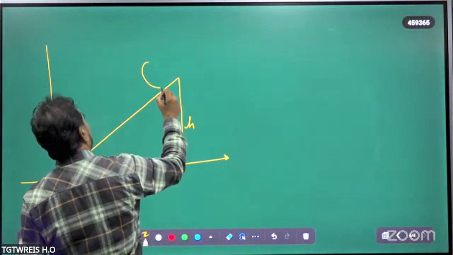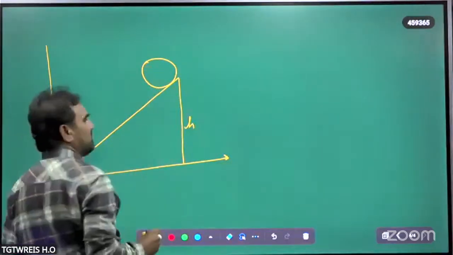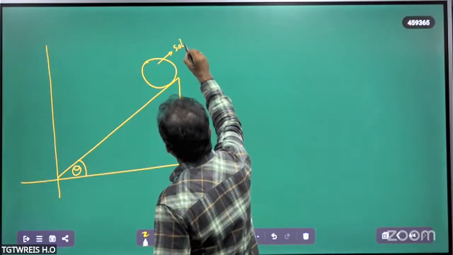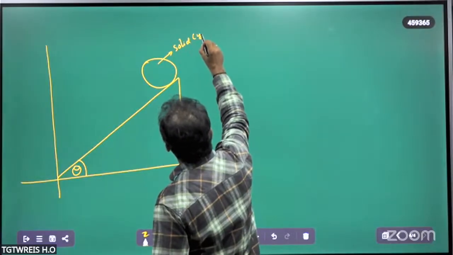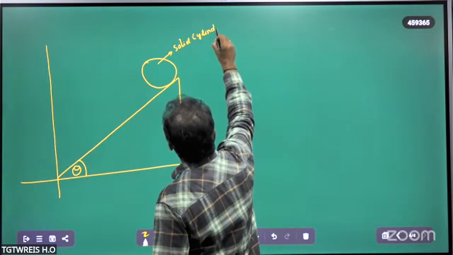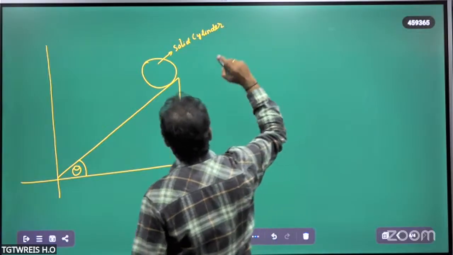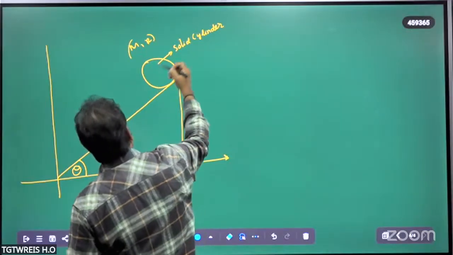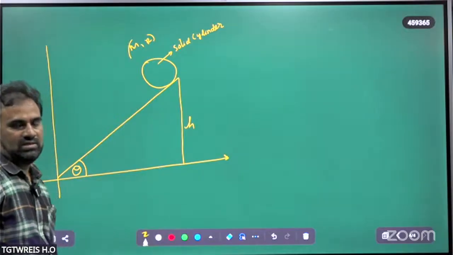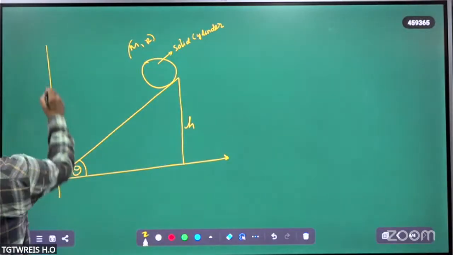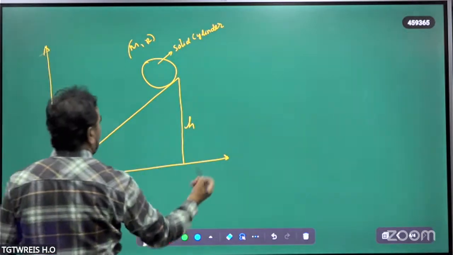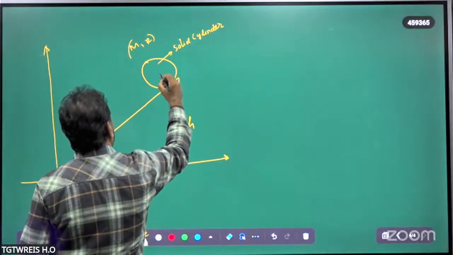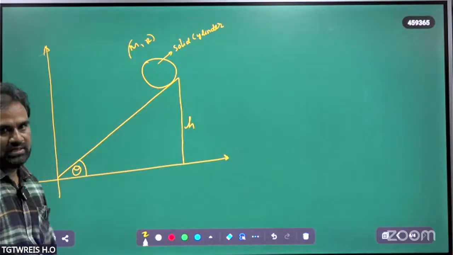A solid cylinder has a mass m and radius r, and rolls down an inclined plane like this. This is a solid cylinder. It has a mass m and a radius r, and is rolling in the downward direction like this, from the top of the inclined plane downward.